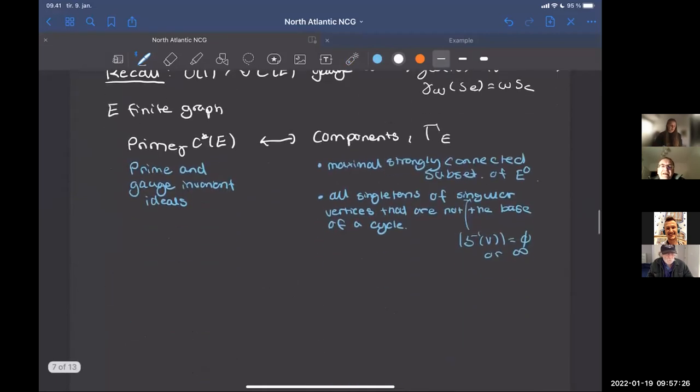Okay, so now we have this one-to-one correspondence, this homomorphism between these two sets. I should also mention that I have assumed that E is finite, but actually this is also true if just E^0 is finite and we have some conditions on all the infinite emitters. I will not go more into that because we will only look at finite graphs.